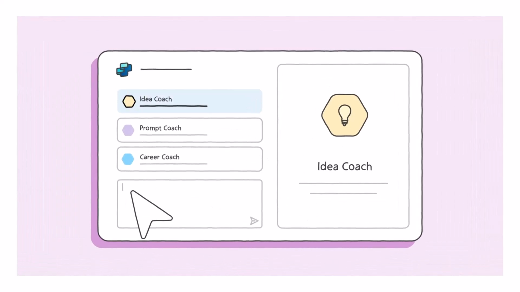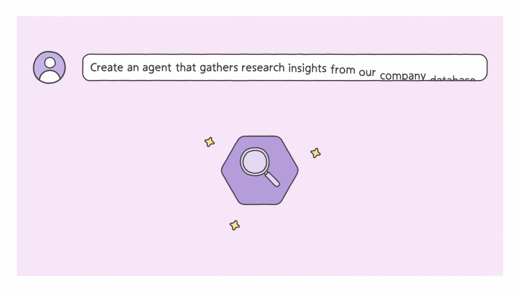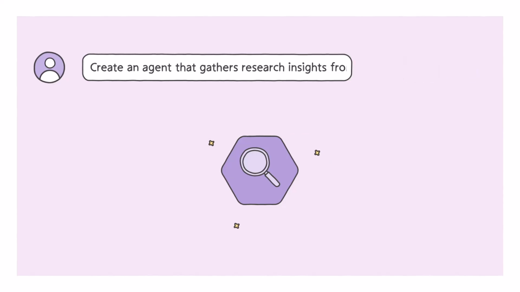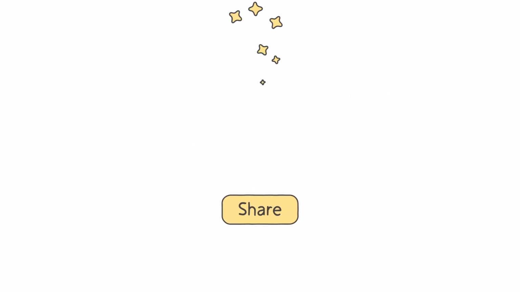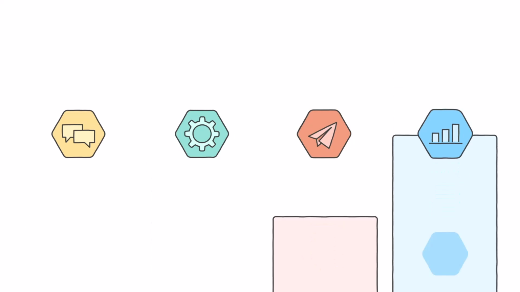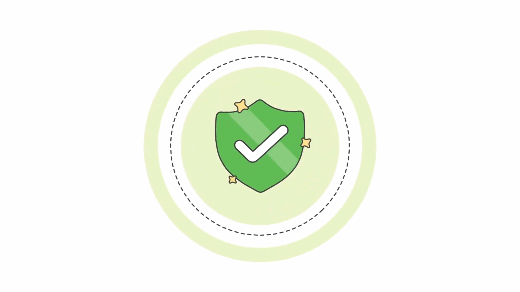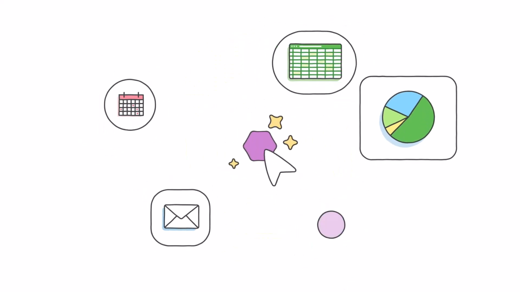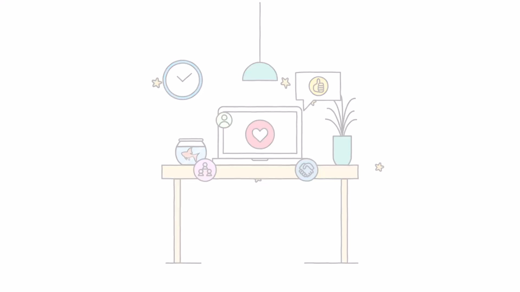Start with a template or build an agent from scratch using natural language. Describe what you want to create, such as an agent to review a contract for compliance, or an agent to gather research insights from your company database. Connect it to data sources, and with a little refining, your agent is ready. Share it so your colleagues can use the agent too. You can even discover agents built by others. No matter how you create them, your agents are backed by the security you know and trust from Microsoft. Save time by automating your processes and get back to what you do best with agents in Copilot Chat.